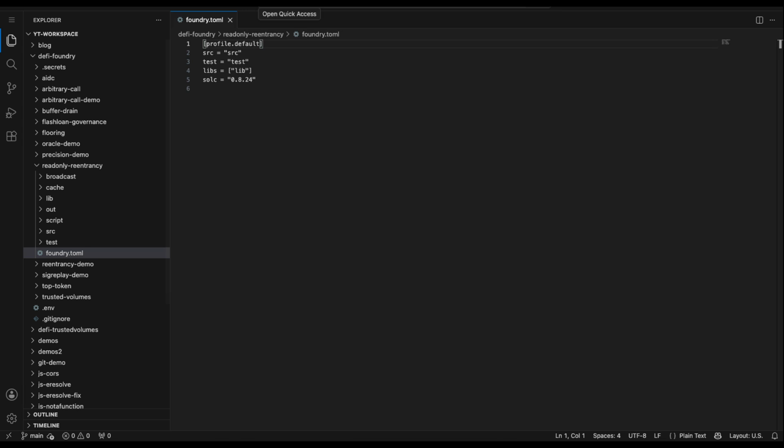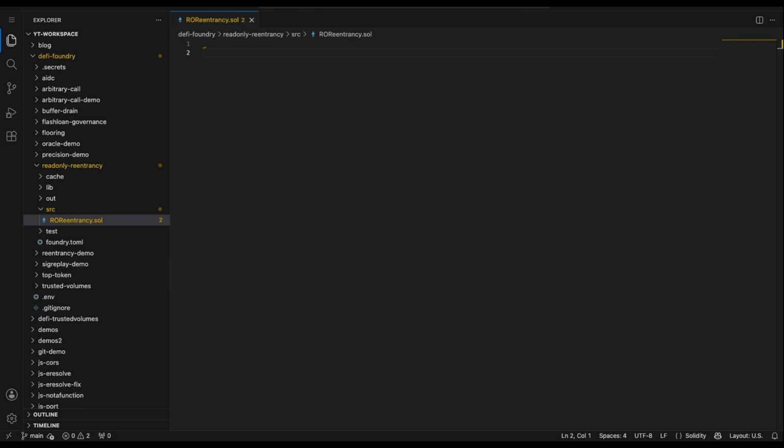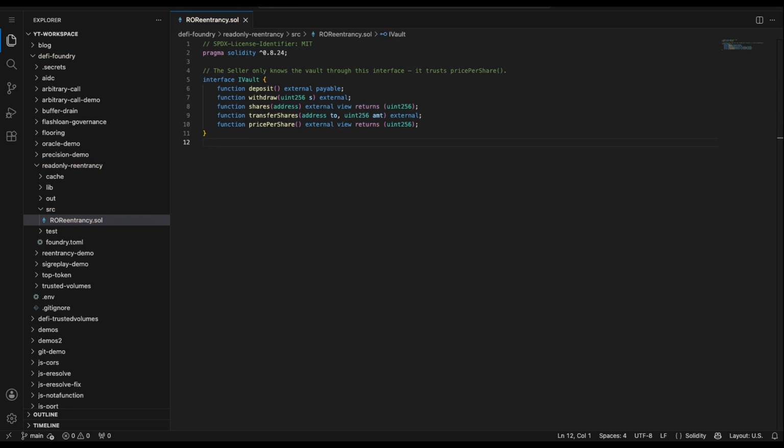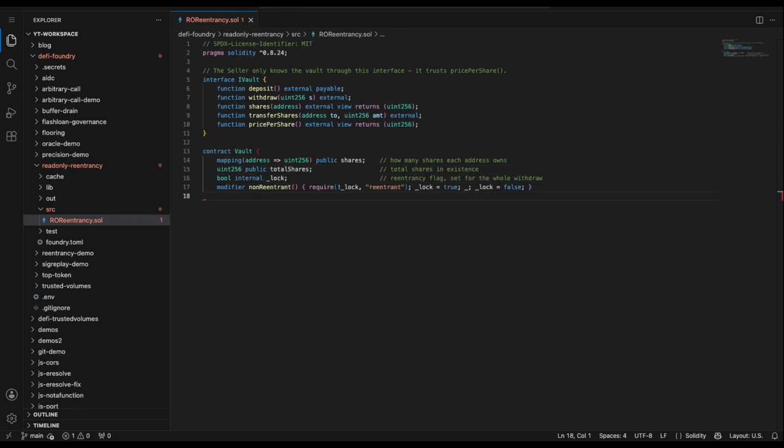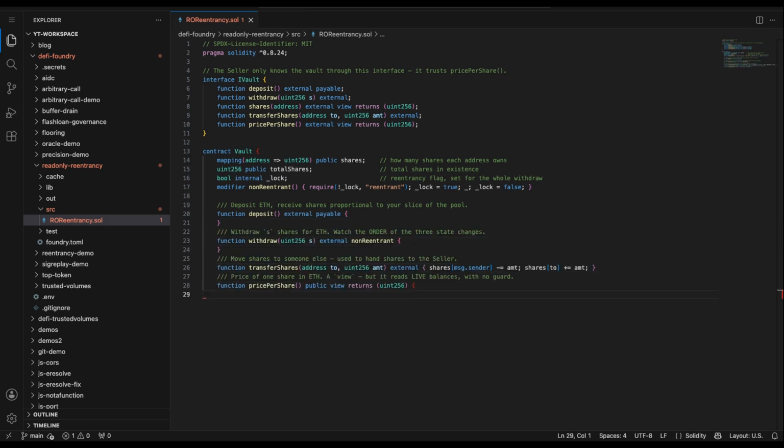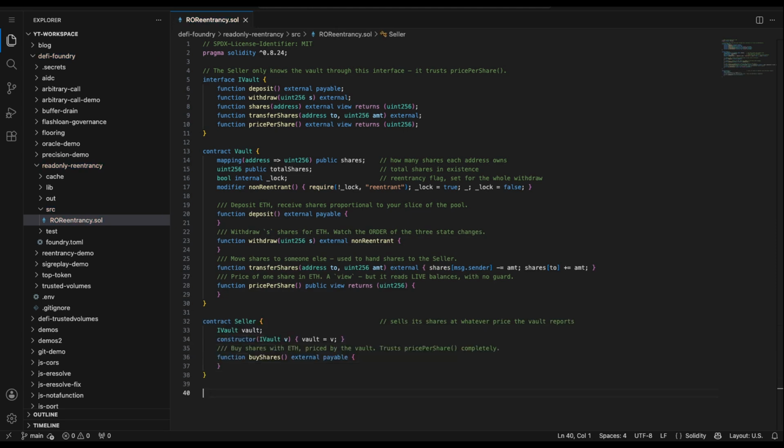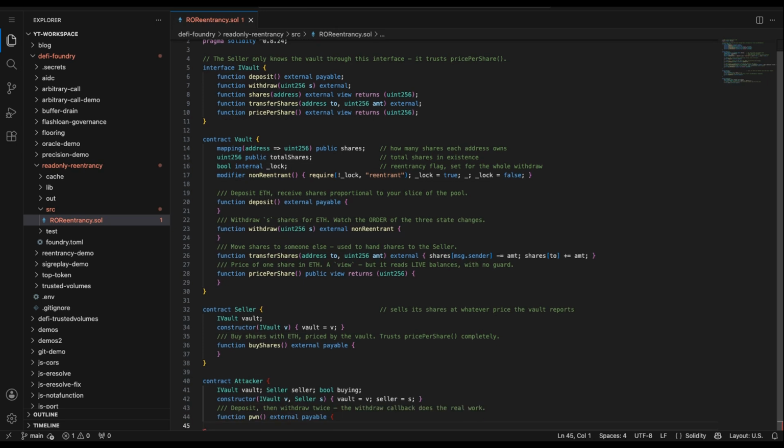Let's build it in Foundry. Here's the project: a config file, a source folder for our contracts, and a test that runs the attack and checks the result. Everything runs locally on your own machine, against no real users and no real money. We start with the skeleton, just the shape, no logic, for 3 contracts. The vault, where people deposit ETH for shares and withdraw them back, with the usual reentrancy guard. A seller, which sells vault shares at whatever price the vault reports, and the attacker. Every function has a comment saying what it will do and an empty body.